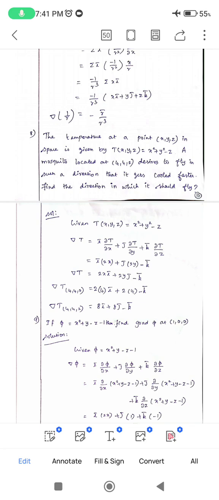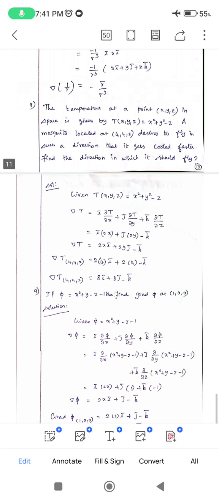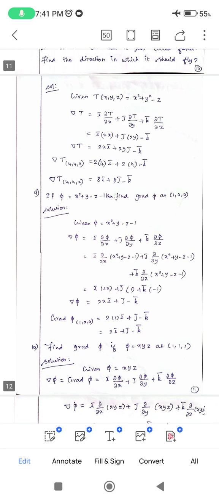So i vector into ∂T/∂x plus j vector into ∂T/∂y plus k vector into ∂T/∂z. ∂T/∂x means differentiating the T function with respect to x, we get 2x. So i vector into 2x plus j vector into 2y minus k vector. ∂T/∂z is 1. So del T is equal to 2x i vector plus 2y j vector minus k vector. At that point (4, 4, 2), x value is 4, y value is 4 and z value is 2. Substituting here we get 8 i vector plus 8 j vector minus k vector.